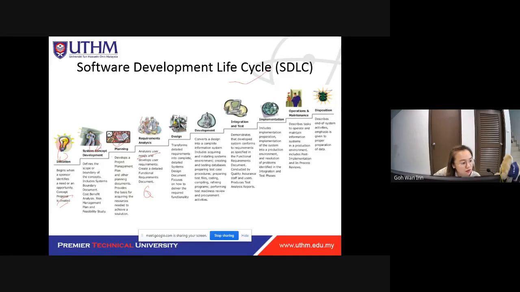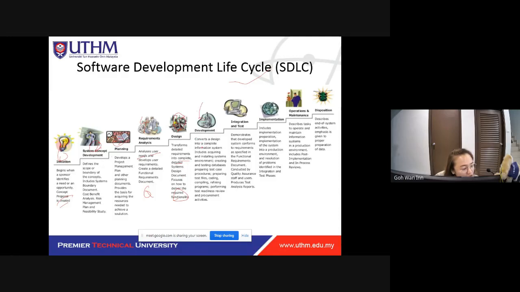This is step number 5. Okay, transform detailed requirements into complete detailed system design documents. Focus on how to deliver the required functionality. So you will start to design it. Okay. And then number 6 is development.